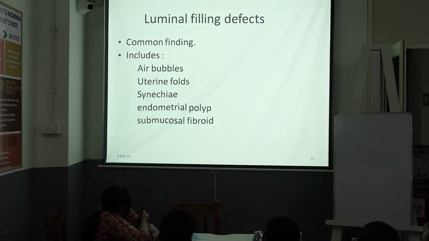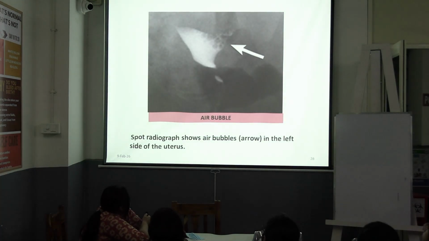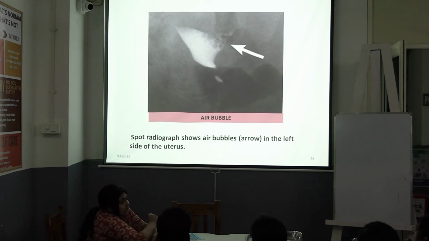What are the luminal filling defects? The same thing. Air bubbles might be there, uterine folds, uterine synechiae, endometrial polyp and submucosal fibroid. This is how an air bubble looks. If you do not air free the HSG cannula, this kind of air bubbles you will find.